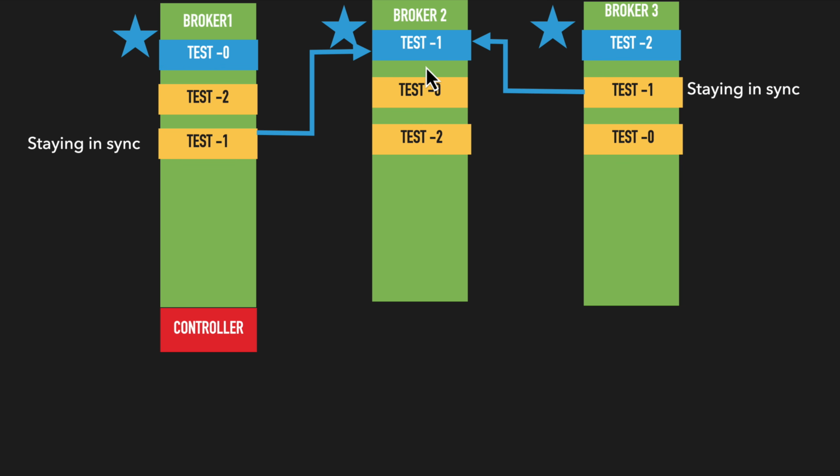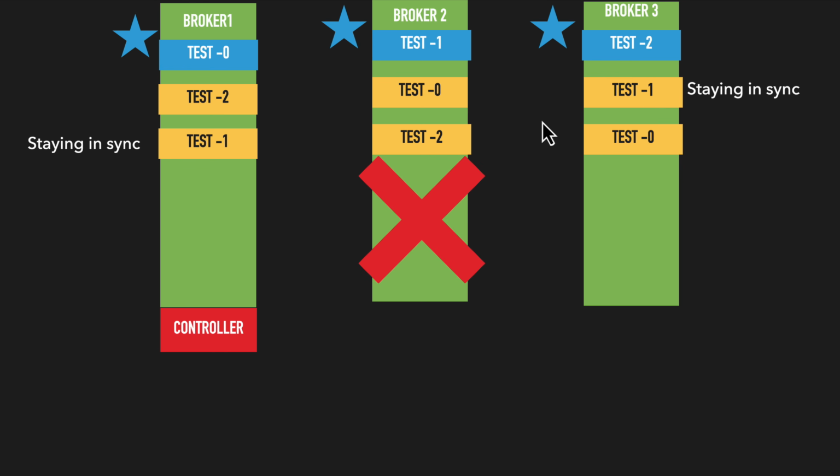Let's say for some reason broker 2 goes down. Now, who will be the leader? Either this replica or this replica? Well, that depends. Which of these 2 replicas is most up to date? If this replica is most up to date, then this will be the leader. If this replica is most up to date, this will be the leader. The controller will basically decide which of these replicas is most up to date, right?